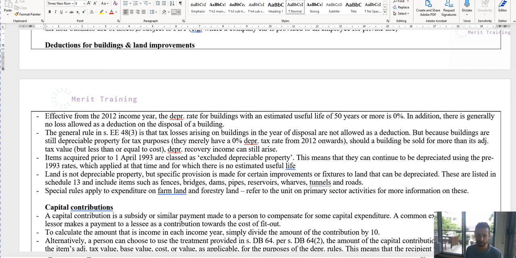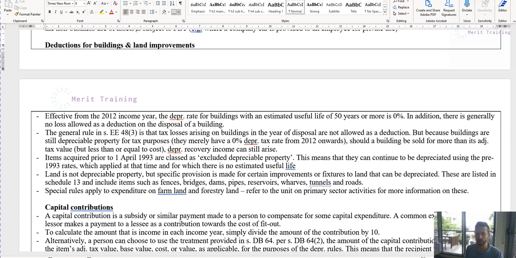That's what grandfathering is. Land is not depreciable property, but specific provision is made for certain improvements or fixtures to land that can be depreciated. So, for example, as I mentioned before, the land's not depreciable, but if you build a bridge or a dam or a pipe or a reservoir or a tunnel or a road on your land, you can depreciate those particular assets, just not the land itself.